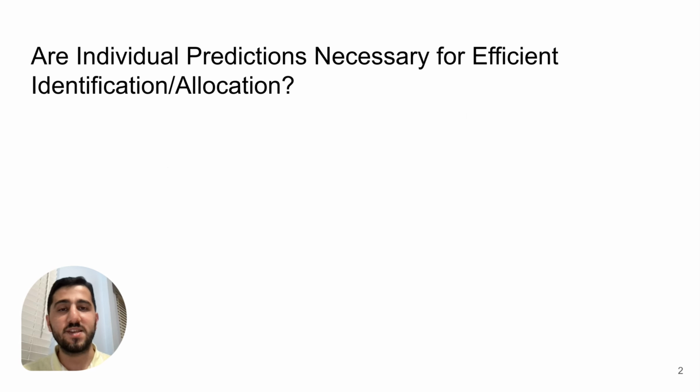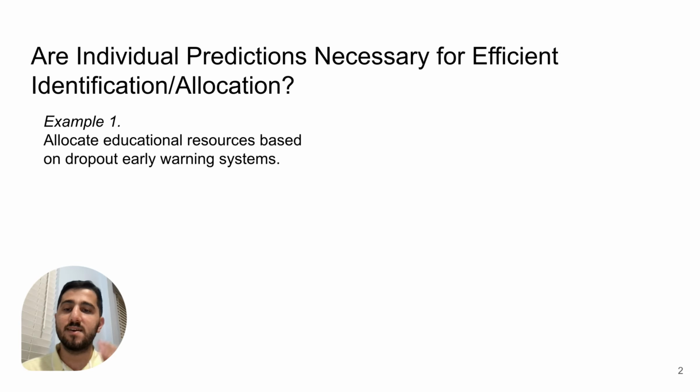Consider a resource allocation problem. We have limited resources. We want to allocate them to individuals in need. The question is, do we need an individual level predictor in order to have an efficient allocation? Consider, for example, the allocation of educational resources to students.